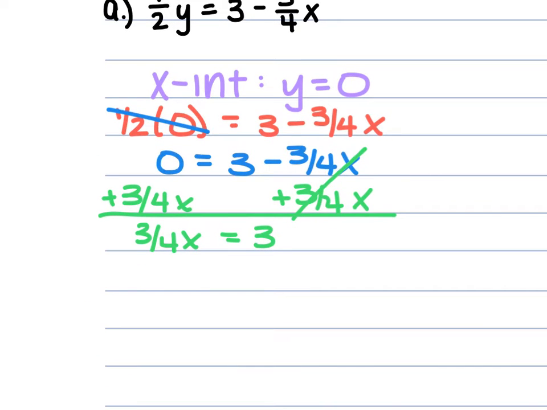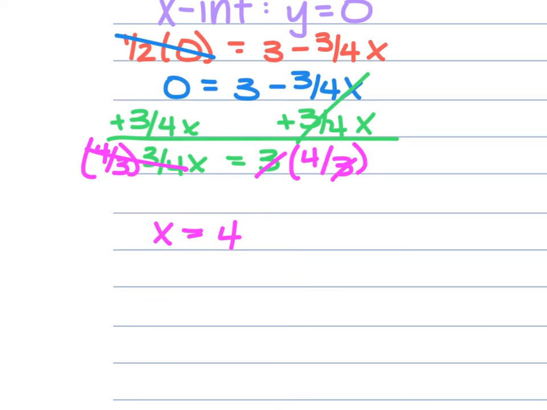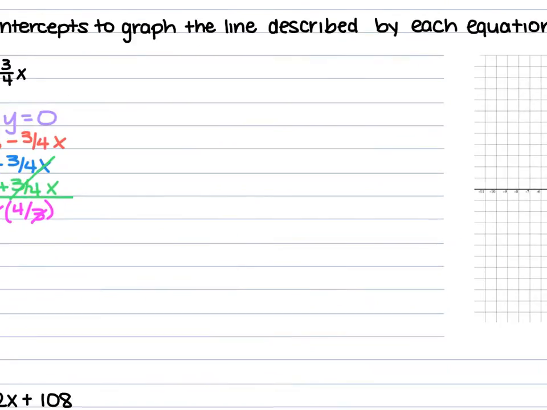So we're going to divide each side by that 3/4, or multiply by the reciprocal. So we're multiplying each side by 4 over 3. This is going to cancel, so we're going to have x is equal to, those 3s cancel, it's just going to be 1 times 4, which is 4. So this is the ordered pair (4, 0). So when I go on my graph, (4, 0) is here.